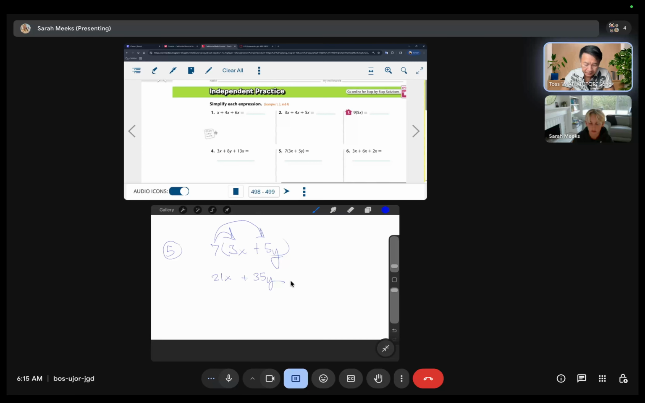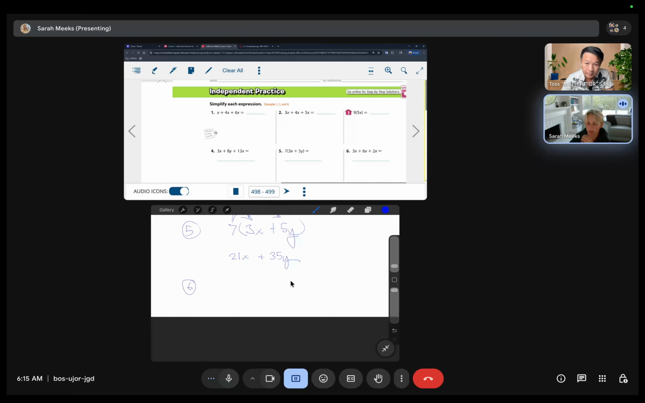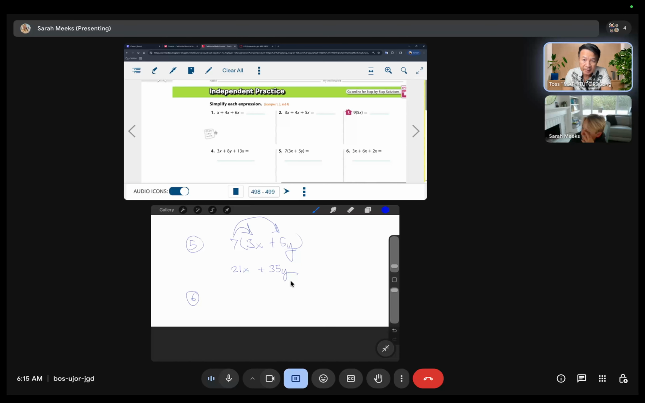So far, okay? Multiply that 7 in. You'll get used to the pattern. Right now, it's called distributive property. Multiply the 7 into the expression in between the parentheses. That's all you do, but you do one at a time. Okay, good.